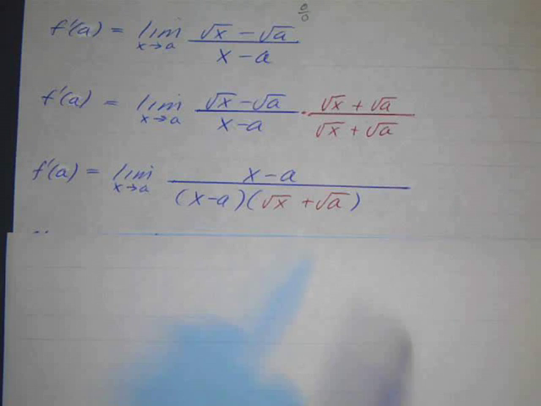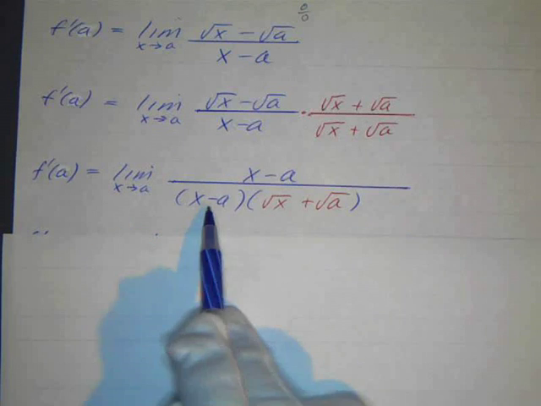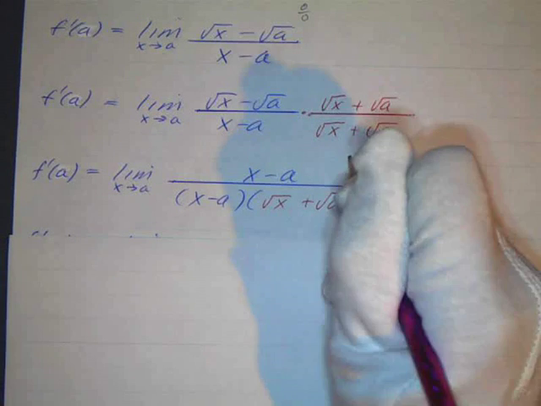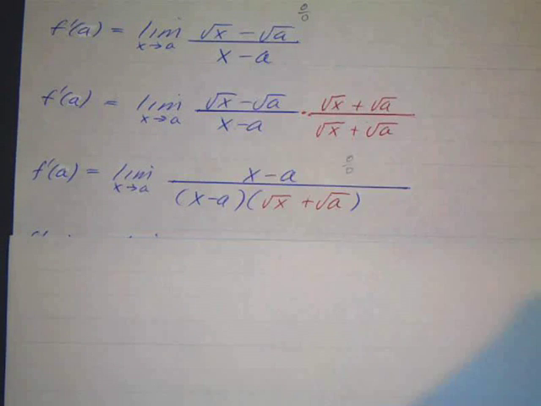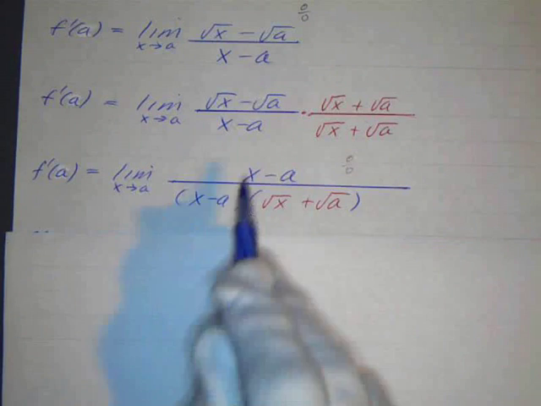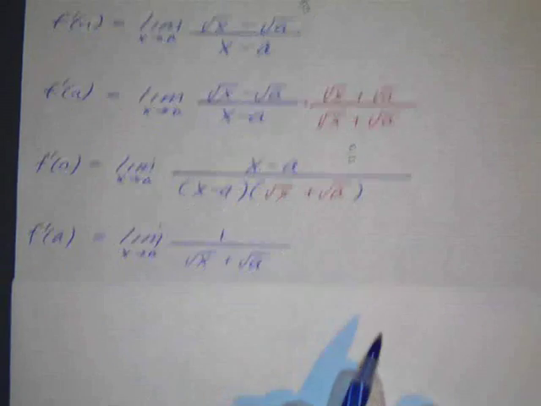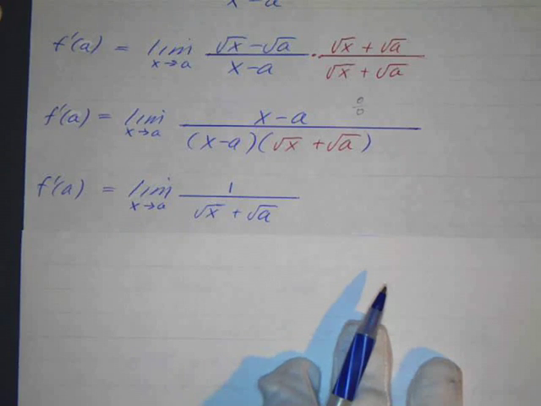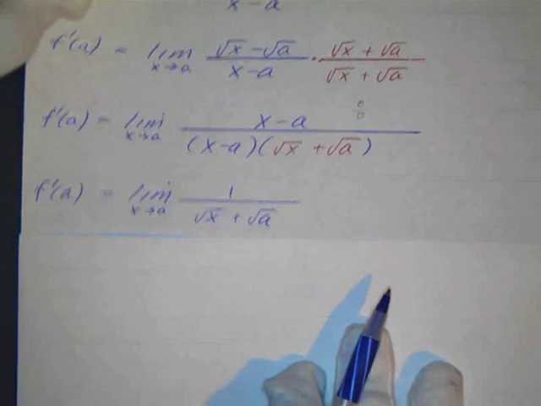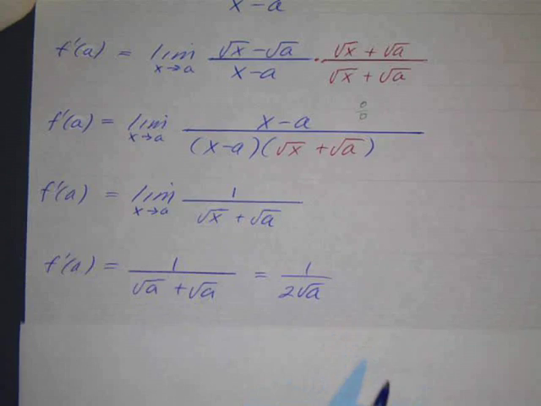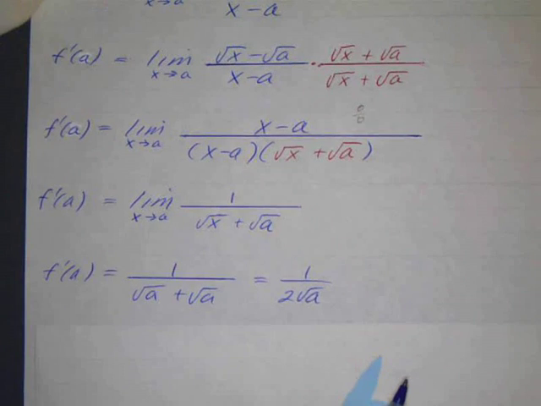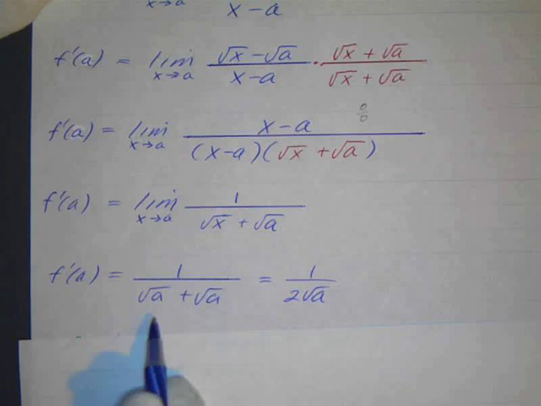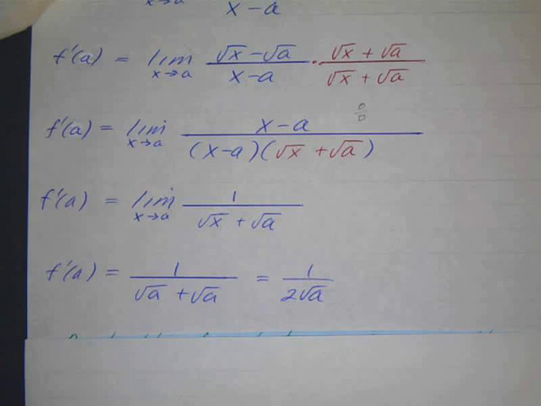Now if we take the limit again, we're still going to get 0 over 0. Always check that. So what I'll do is simplify, and x minus a over x minus a is 1, so this is what we have. And now I'm not going to get 0 over 0, so now I can just substitute. And that's going to be f prime of a equals 1 over the square root of a times the square root of a. And that's 2 of those, so 1 over 2 square roots of a.